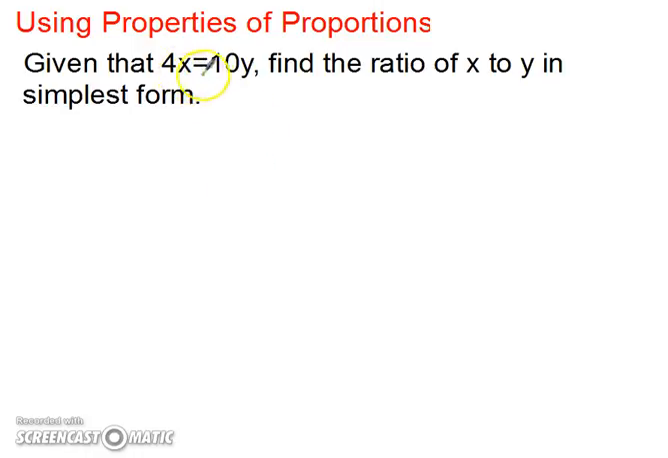Given that 4x equals 10y, find the ratio of x to y in simplest form. Well, we can look at x to y as x over y, and then we can ask ourselves, how would we cross multiply to end up with 4x? So where should the 4 go, on the top or the bottom? Well, if we put it on the top, we'd end up cross multiplying and ending up with 4y. That's not going to work, so the 4 needs to go on the bottom and the 10 needs to go on the top. You have one more step.